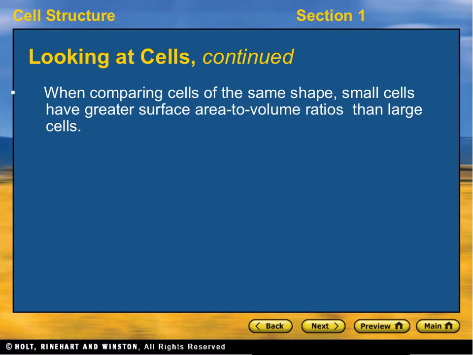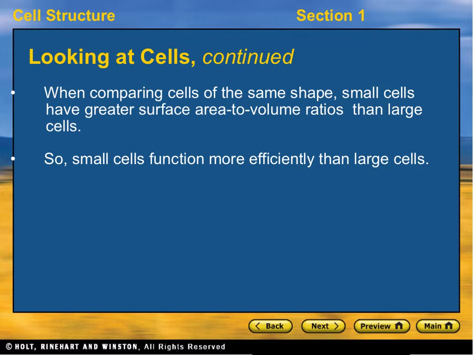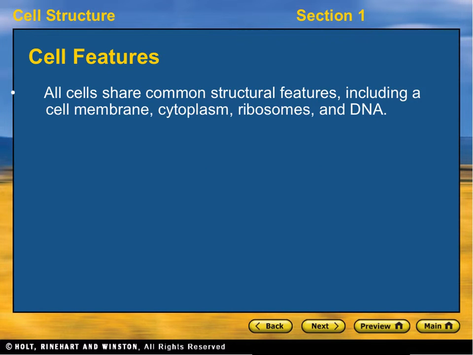So the smaller the cell, when we're looking at things that are the same shape, the higher the surface area to volume ratio. So ultimately what that tells us is small cells are going to function more efficiently than larger cells will.